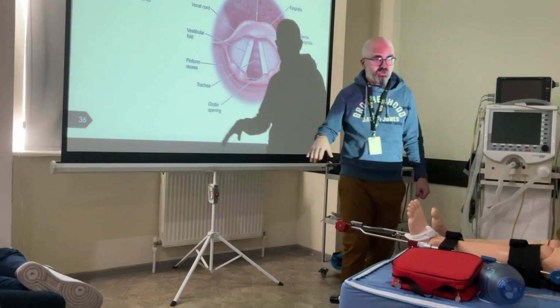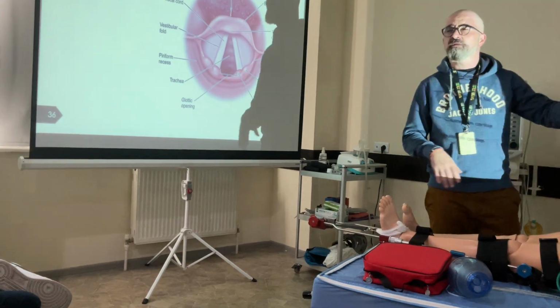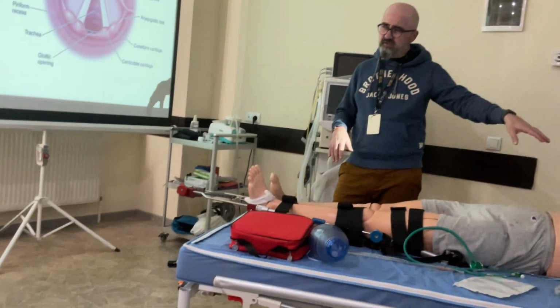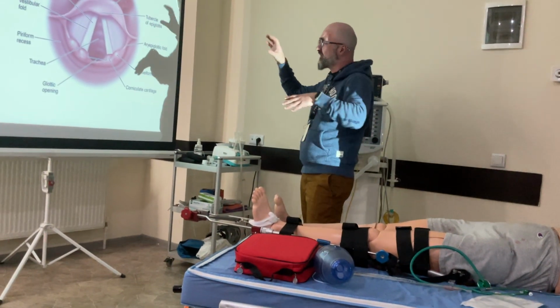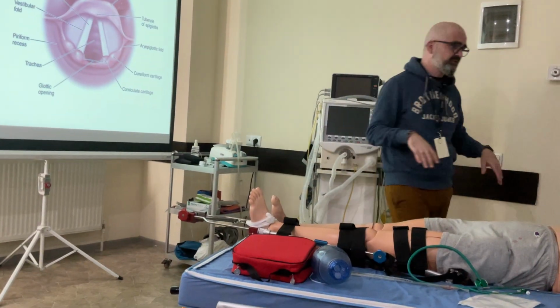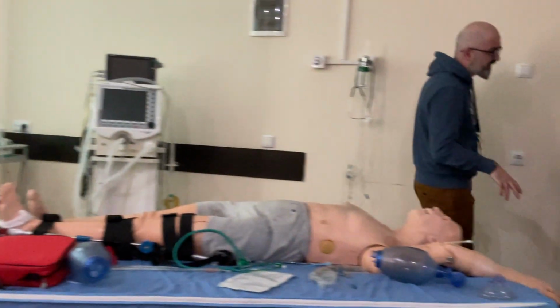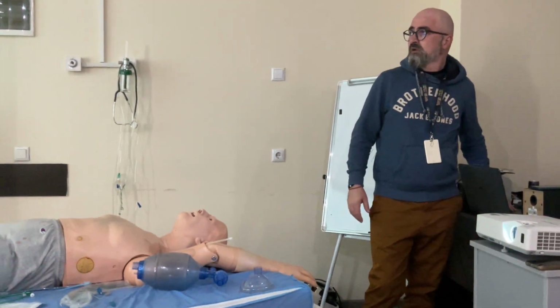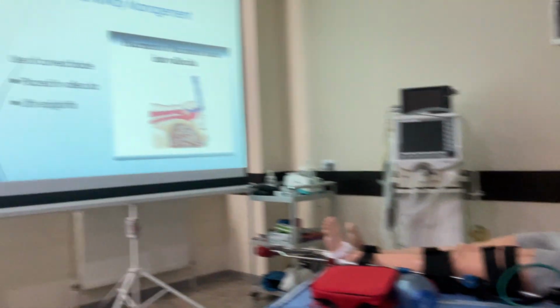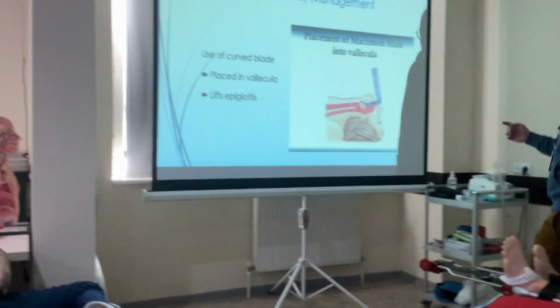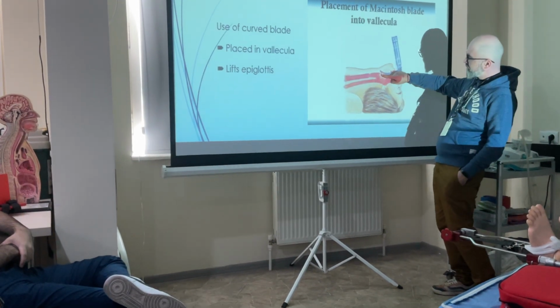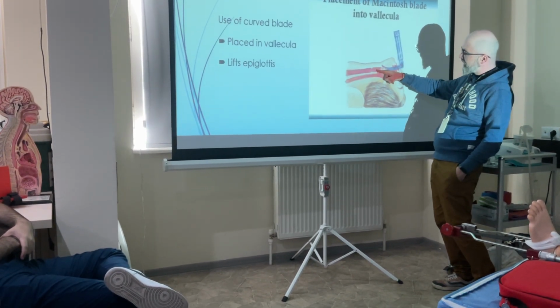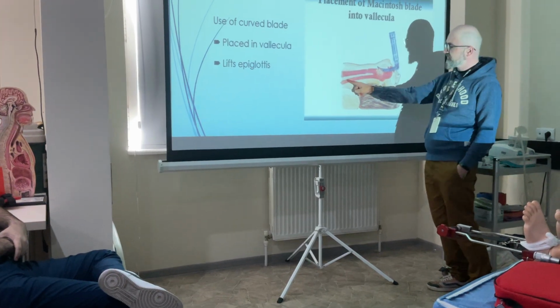Okay, I'll show you how it looks. This is the trachea from inside, the epiglottis and everything, the vocal cords from inside, and also a real case. That's what we are going to do now, okay? We have to lift the tongue, the epiglottis follows, and we see the trachea. Here is the trachea, down is the esophagus, okay?